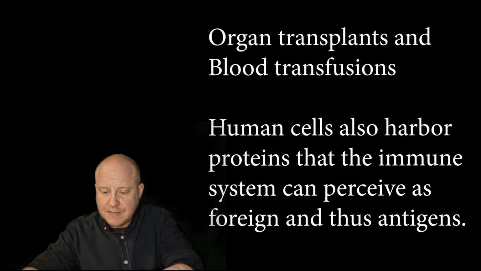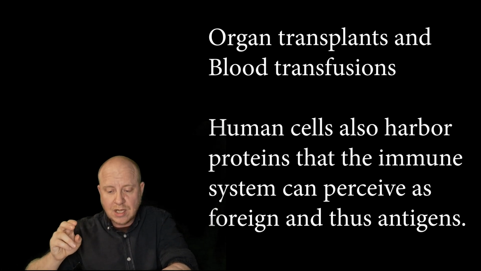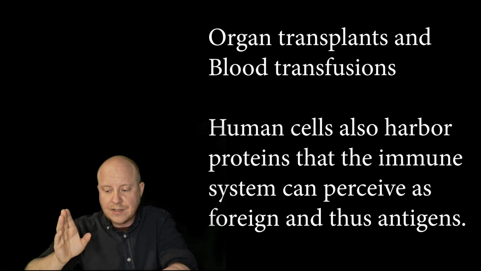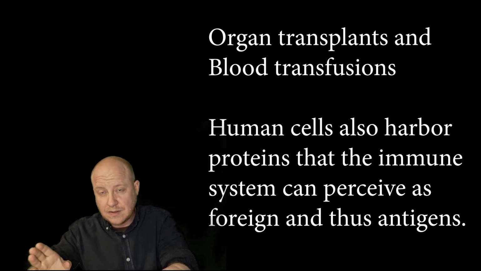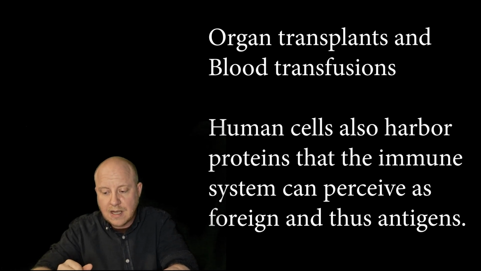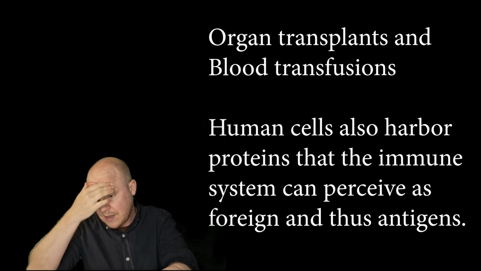Other molecules besides those in pathogens can be recognized as antigens by our immune system. When organs are transplanted surgically, the organ or tissue transplanted must be matched very carefully by comparing the proteins of the donor and the recipient. So the donor is the one who gives the organ, the recipient is the one who receives the organ. So they need to have very similar proteins on their cell membranes, plasma membranes.